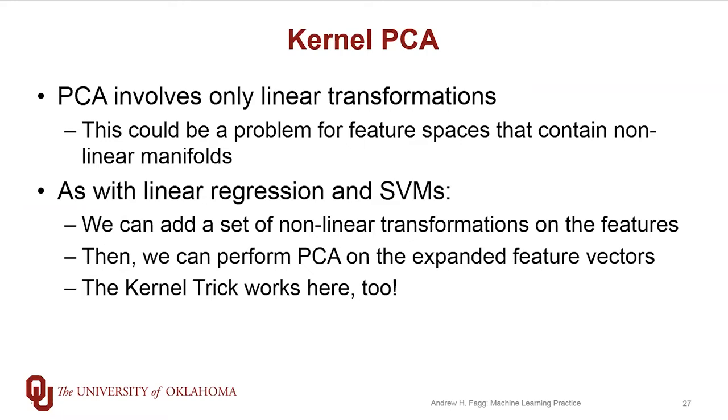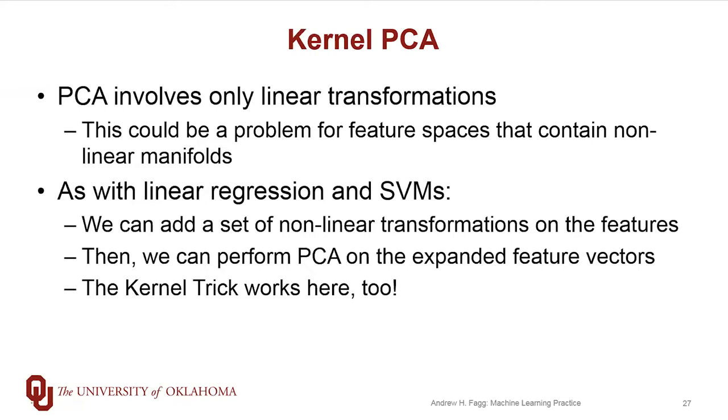We've seen, as we were playing with linear regression, and in particular with support vector machines, that we can add a set of nonlinear transformations to the input features, and then use all of our linear tools in this new expanded feature space. So here we're projecting from some small feature space, expanding it out to a much larger feature space, and then doing principal component analysis in this large space.